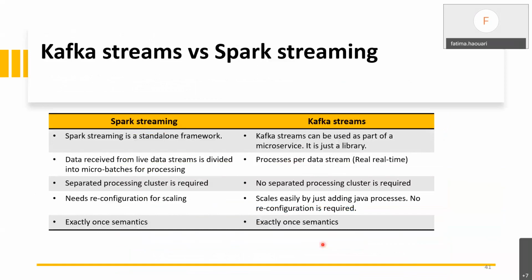Now, I present here a comparison between the Kafka Streams library and Spark Streaming. Spark Streaming is a standalone framework, whereas Kafka Streams is just a library that can be used as part of a microservice. For Spark Streaming, data received from live streams is divided into micro-batches for processing, whereas Kafka Streams is real time, so it processes per data stream. For Kafka Streams, we don't need any separate processing cluster; it can be deployed on any machine. But Spark Streaming needs a separate processing cluster and needs to be reconfigured for scaling, whereas Kafka Streams can be scaled easily by just adding Java processes. No reconfiguration is required, and they both provide exactly-once semantics.